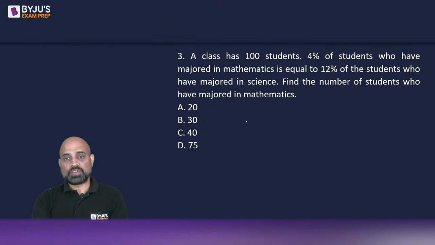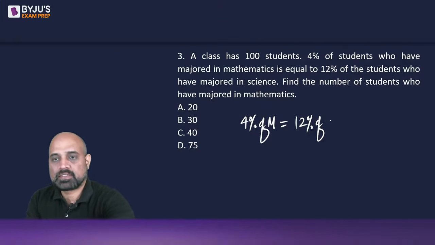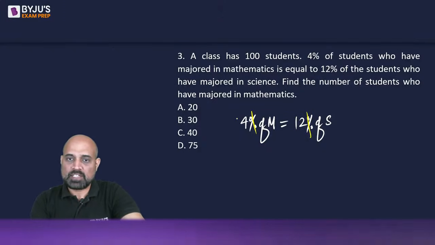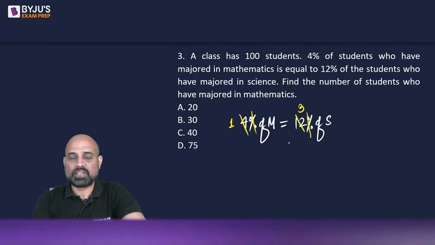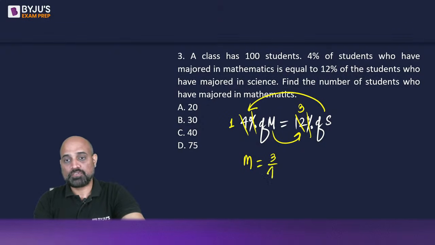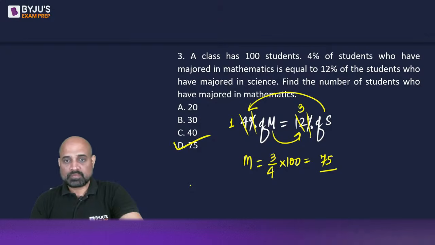So we can say that 4% of the students who have majored in mathematics is equal to 12% of the students who have majored in science. So science, let's call this as S. What will happen is the percentage will cancel out and then we'll be left with 1 and 3. So we can say for every 3 students of maths, there is 1 student of science, right? So the number of students who majored in maths is going to be 3/4 of total 100 students, which will give us 75. That's it. D option.